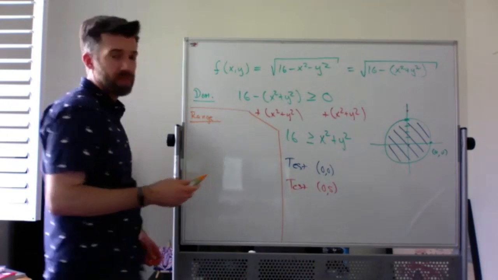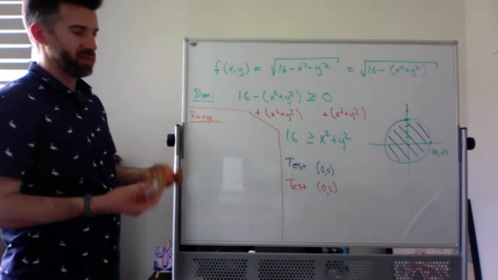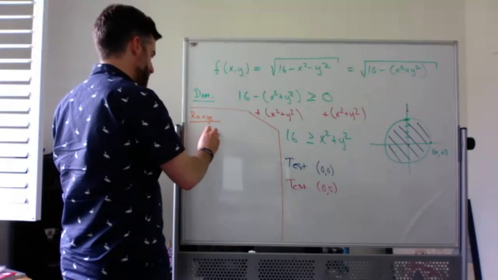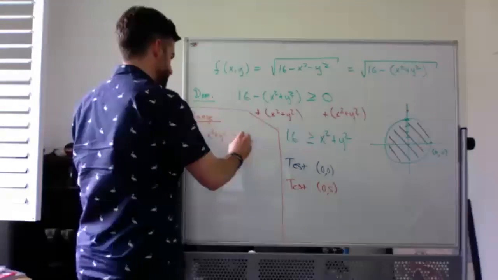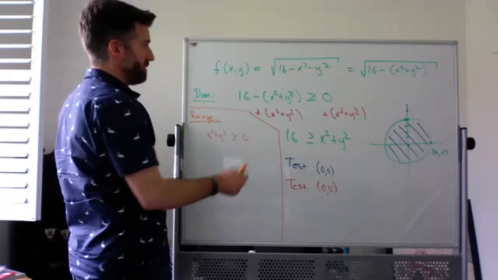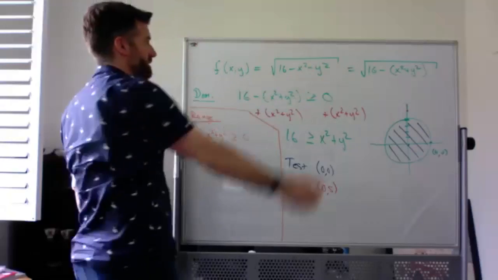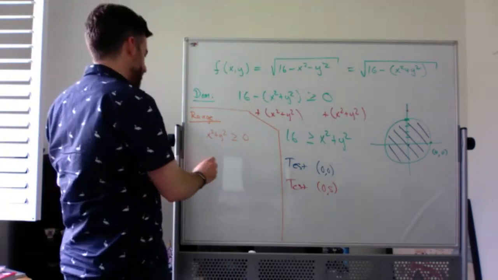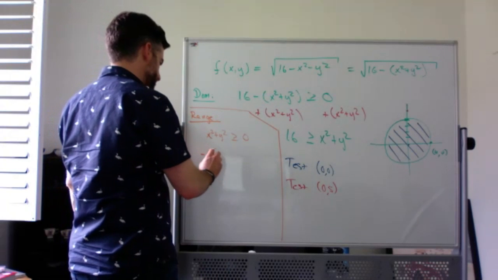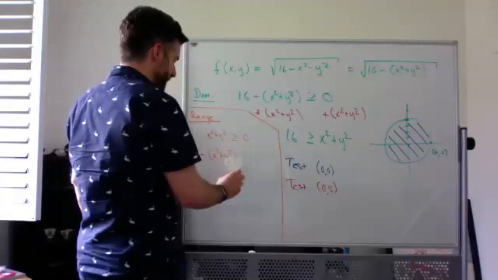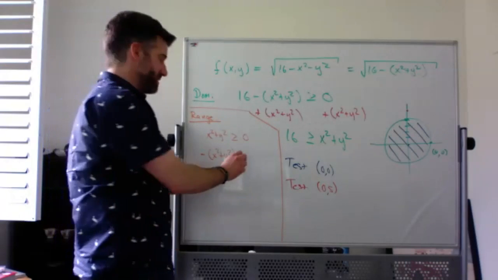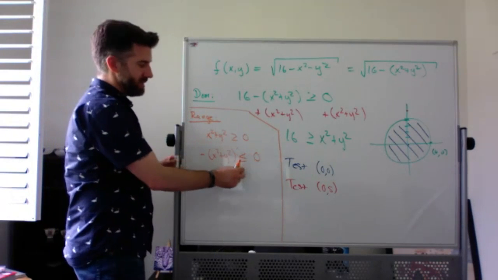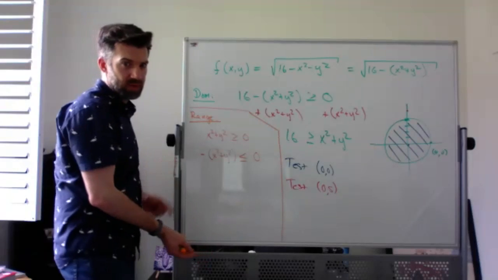So for the range, again, I'm really starting with x squared plus y squared bigger than or equal to 0. That's really, if I have an x squared plus y squared, that's my go-to. Now I want this function, so I want 16 minus x squared plus y squared. When I multiply both sides by -1, I have to change the direction of the inequality. So negative x squared plus y squared is less than or equal to -0, which is still 0.